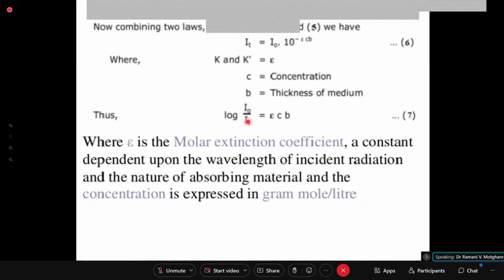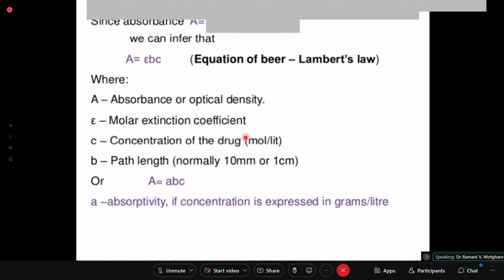Based on this, log I0 by IT is termed the absorbance. So absorbance is equal to epsilon BC. A is the absorbance or optical density. Epsilon is the molar extinction coefficient, which is a constant for one particular type of analyte or colored solution. C is the concentration of the drug or any analyte, whatever you are taking. Here we are taking cobalt chloride. B is the path length, which is mostly 1 centimeter. So absorbance is equal to epsilon CB.